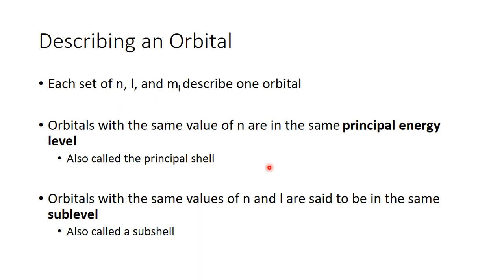And now, when we talk about orbitals as a whole, we have some vocab to go with that. If orbitals have the same value of n, we say they're in the same principal energy level, or the same shell of the atom. And if they have the same values of n and L, they are in the same sublevel, or the same subshell.